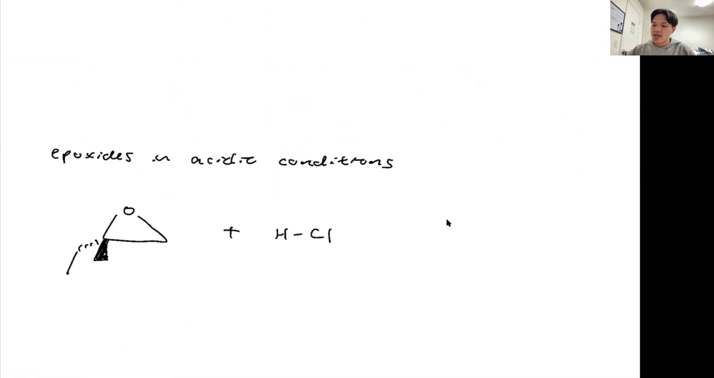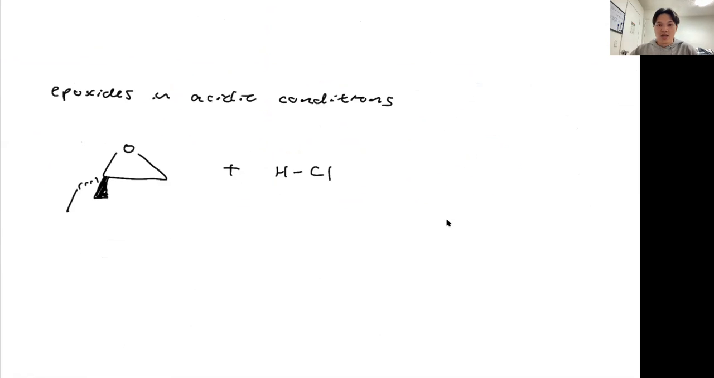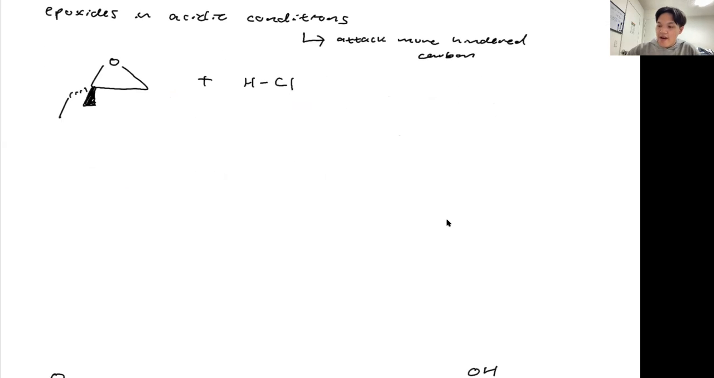Okay, and now let's see the epoxide in acidic conditions. Here we have an acid, right? HCl, hydrochloric acid, and again we have the same compound here. So if you can sort of tell with the pattern, in acidic conditions, it's going to attack the more hindered carbon. So let's see how that happens. We have a huge delta positive here and a huge delta negative there. This oxygen has lone pairs, so we're going to attack one of the H, and we get this.